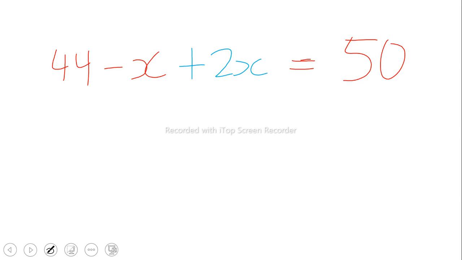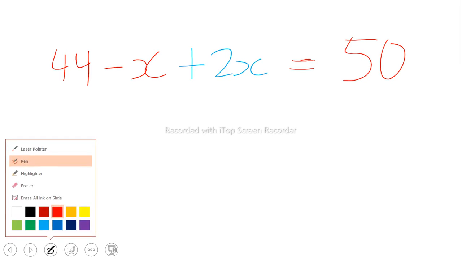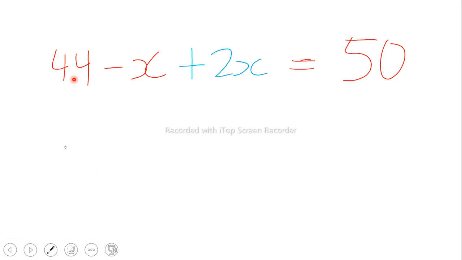So let's think about it again. Remember, we had 44 in the bus. We take away X because that's how many people got off at New Jersey, right? But even though this is the amount of people that got off at New Jersey, twice as many as got off came in, and then we know that we are left with 50, right?